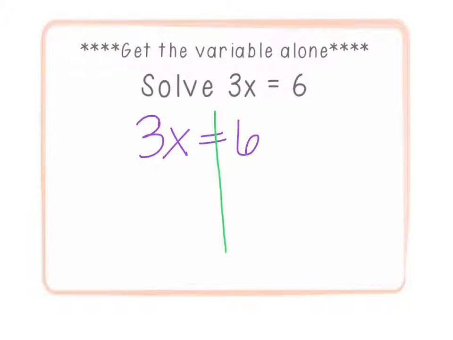I know that this is technically 3 times x. So if I do the opposite, I'm going to divide by 3. And this line means divide. So divide by 3 on both sides. 3 divided by 3 is just 1. So that leaves me with just 1x. And then that equals 6 divided by 3, which is 2. And like I said earlier, if I plugged 2 back into my equation, I would have 3 times 2 equals 6, and that is true.